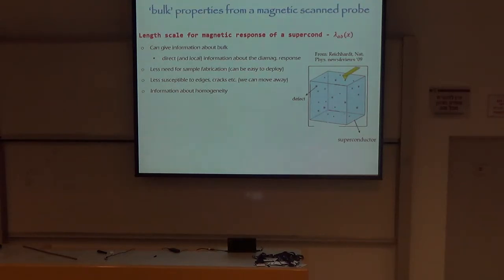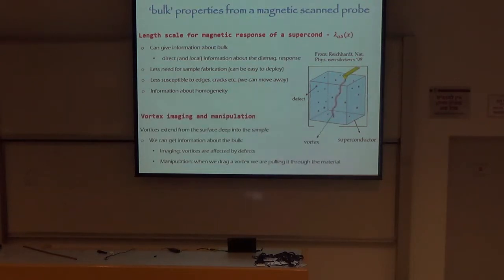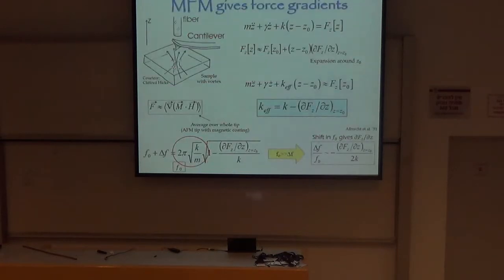And also, we can move away from cracks, edges, obvious things that are going to distort our measurement, and we can also get, as I said, spatially resolved information. In addition, we can also go to finite magnetic field, where we're going to trap vortices, and then we can either get information from where they sit in the sample, or by dragging them, see how they interact with defects in the sample.